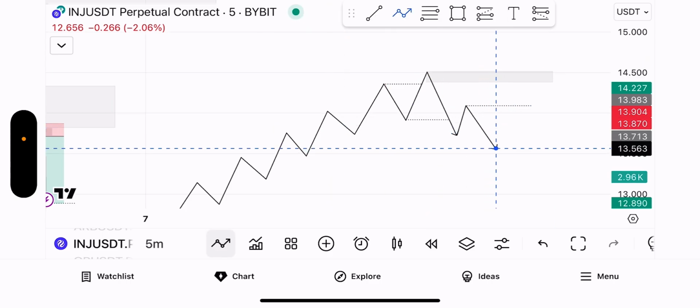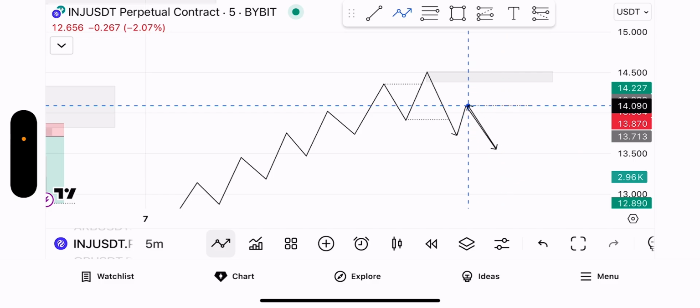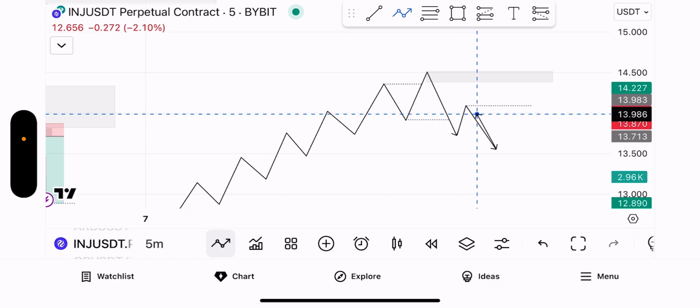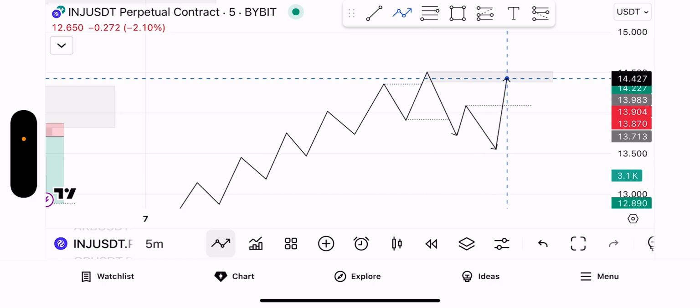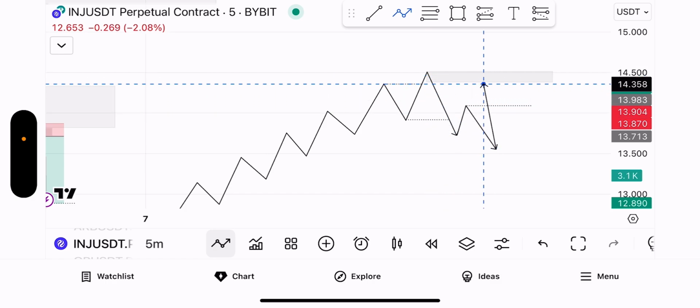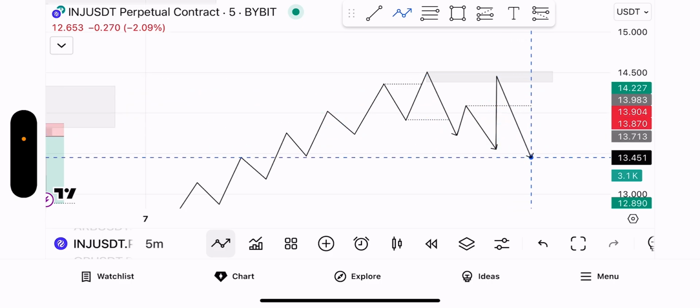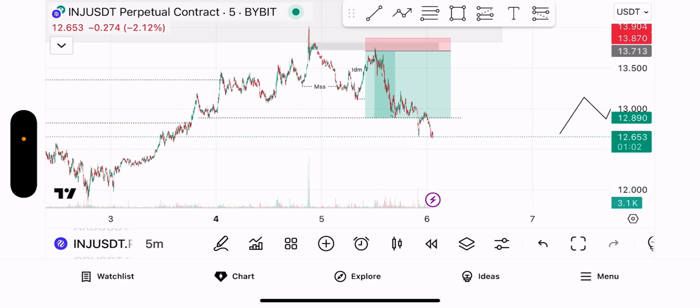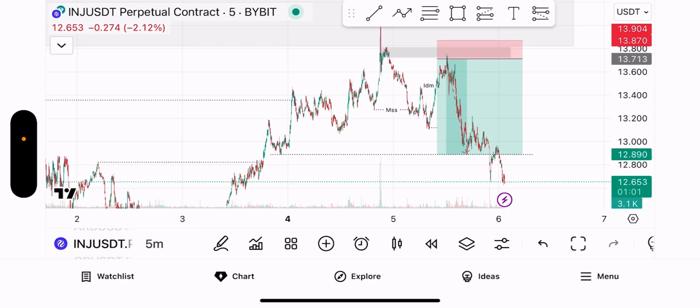So I'm just going to be expecting the market to retrace, take out this zone in which we have here, which is the inducement liquidity, and go all the way to respect the point of interest and fly back down just like that. So that was how I was able to catch this trade here.